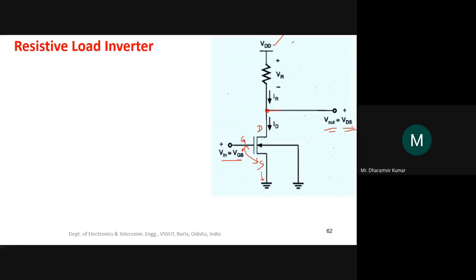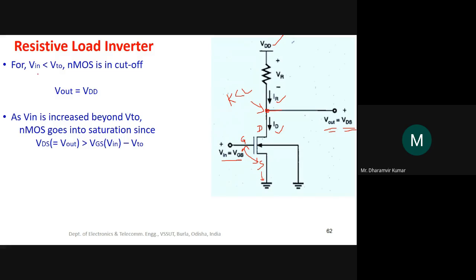Remember the KCL; we will apply KCL at this point to analyze the circuit. At this point IR is equal to ID, where IR is the load current, the current flowing through the resistor, and ID is the drain current flowing through this device.